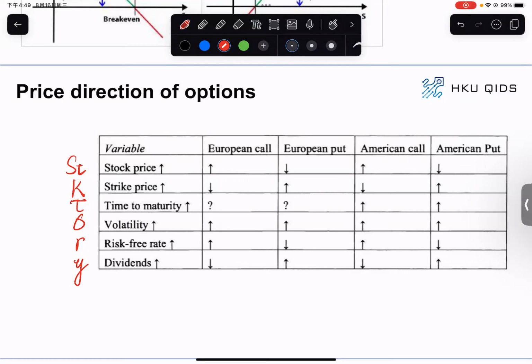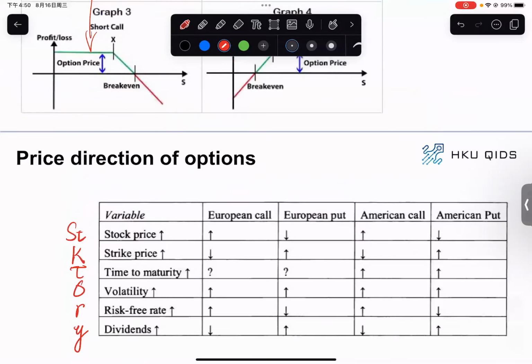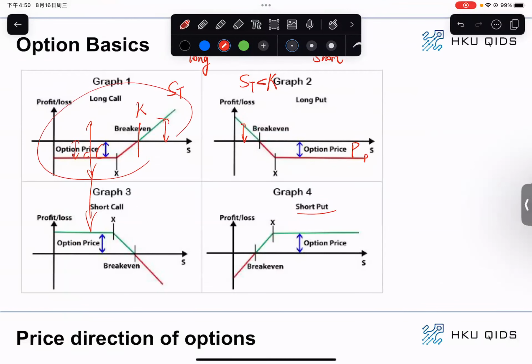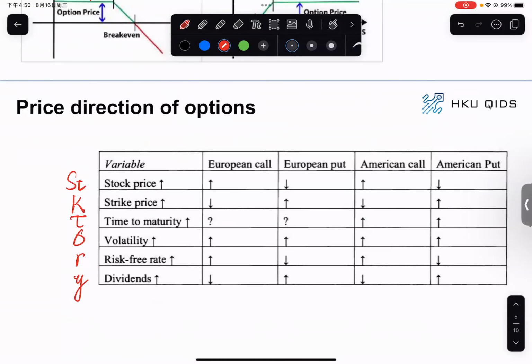So first, if it is a call, then of course, if the stock price goes higher, I'm going to get more profit, according to the plot here. So basically, the value is going to increase. You can see from here. And if it is a put, I earn money by having a lower stock price. So of course, if the stock price goes up, it is going to be valued less. So basically for all calls, the value rises, no matter if it's European or American. But for puts, it all goes down.